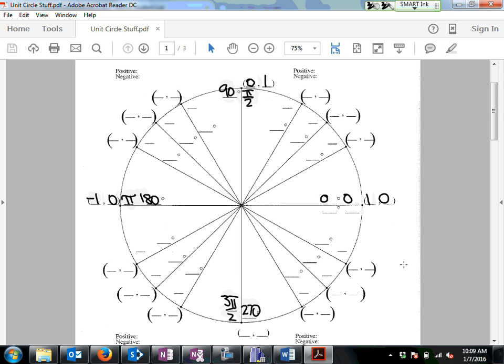What's our coordinate? 0, -1. And then we can rotate back to 360 degrees, 2 pi. Okay? Those are the easy ones to remember. Here in a little bit, I'll tell you what all of these coordinates mean, but we're just going to find all of these coordinates for right now.